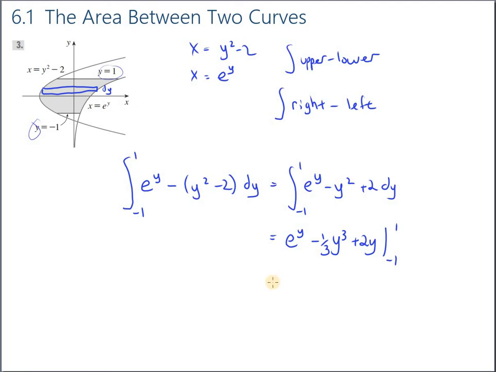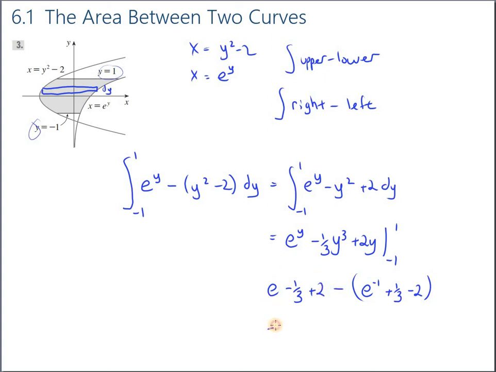Let's see, we've got a couple minutes, so let's do this. Go ahead and plug 1 in. So that'd be e to the 1 minus 1/3 1 cubed plus 2. So that's plugging in 1, and then minus plugging in -1 will be e to the -1, and -1 cubed is -1, so we'll get plus 1/3 and minus 2. And then don't forget, we're still distributing this minus sign.